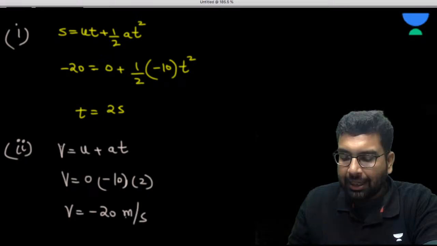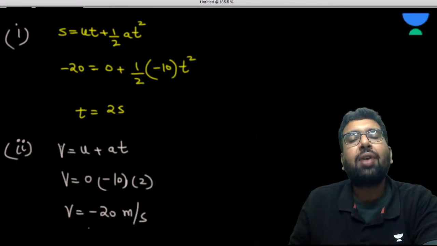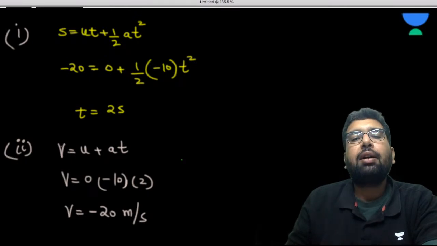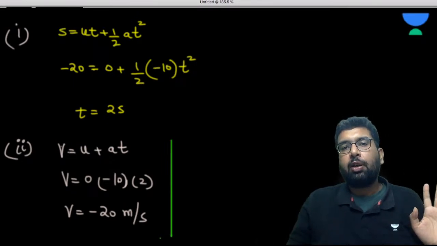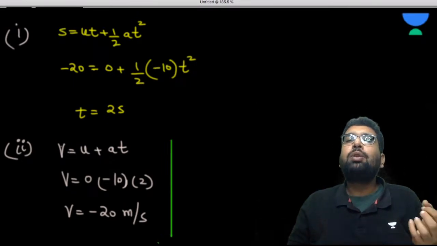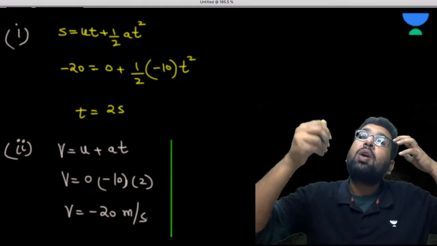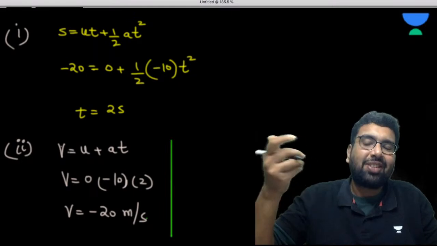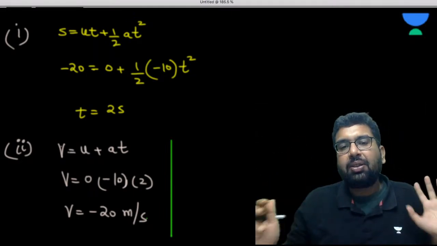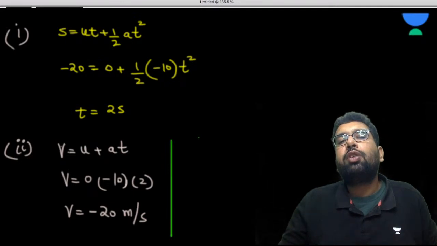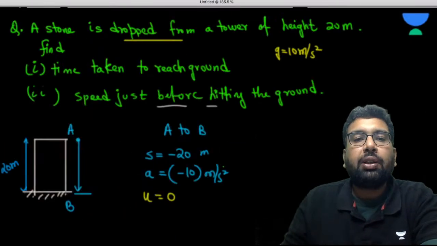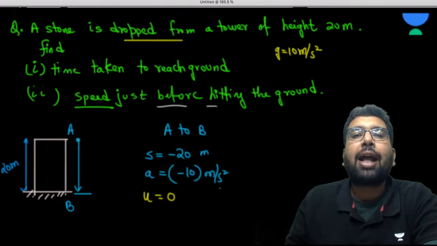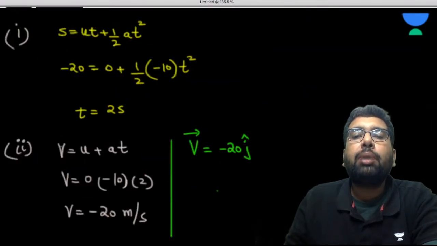Why is the minus here? The minus is here because this is the downward velocity. So the final velocity is minus 20 meter per second, and minus refers to the downward velocity. If you want to represent it in vector form, it must be minus 20 j cap. Because it says speed, you are interested in the magnitude. If they would have said velocity, you must have given it like this.